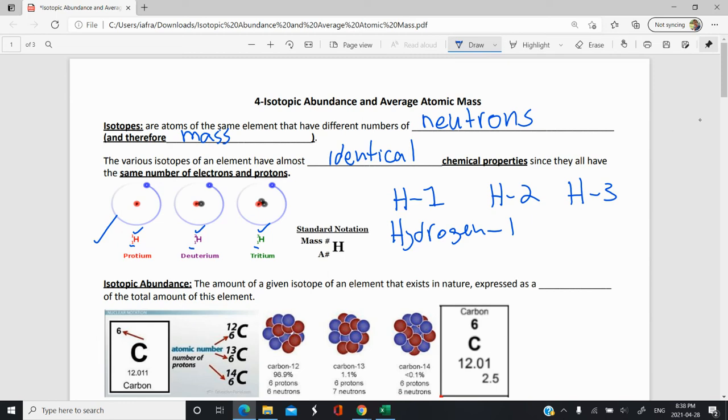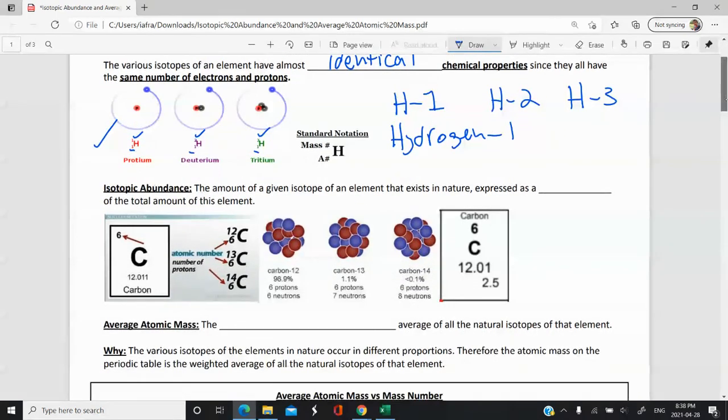So there's a term that we have to define called isotopic abundance. Let's see if we can get the blank there. So it is the amount of a given isotope of an element that exists in nature, expressed as a percentage of the total amount of this element.